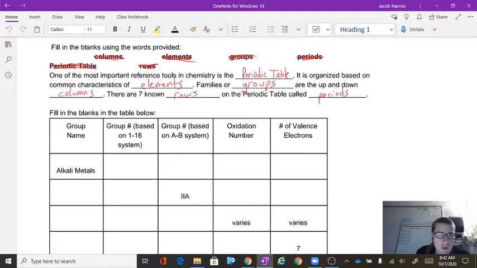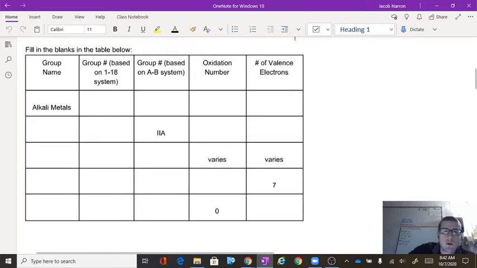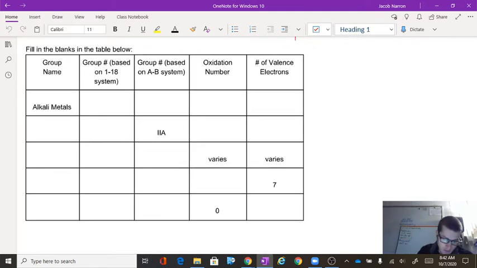Let's move on to the next part. It says fill in the blanks in the table below. For this section, we are going to be filling in group names, group number based on the AB system, oxidation number, and number of valence electrons. This is also something I went over during the blank sheet review yesterday, and sadly, a lot of y'all were still just not getting it.